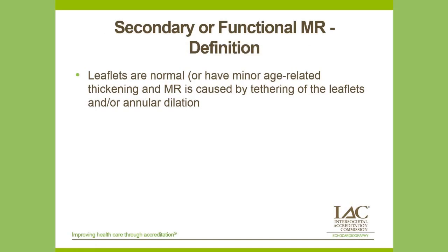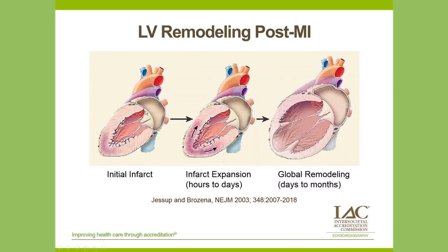Now let's talk about secondary MR, also known as functional MR. In this case, the leaflets are normal in general. They can have some minor age-related thickening, but it's really not a leaflet problem. It's tethering of the leaflets and annular dilatation by LV dysfunction.